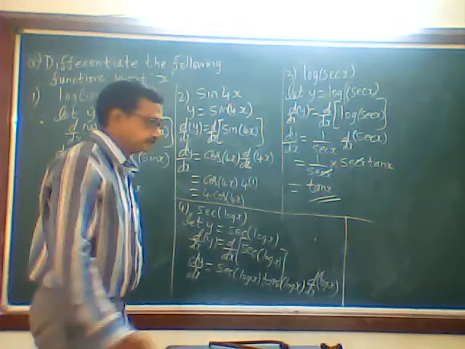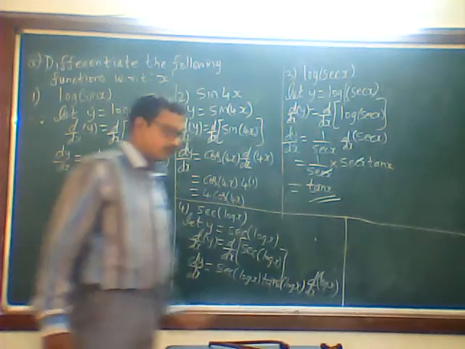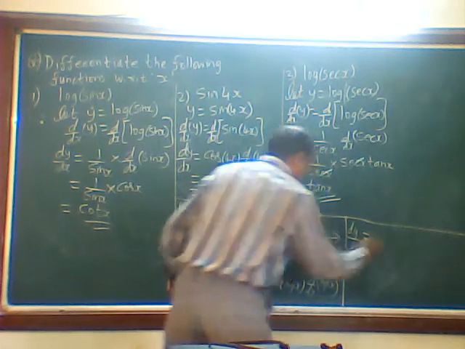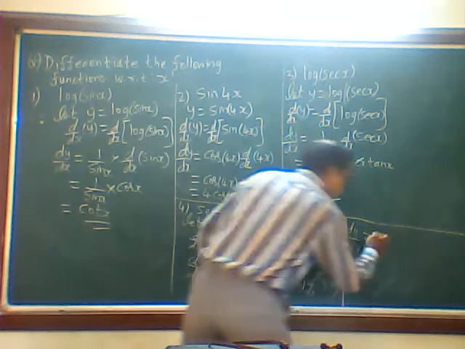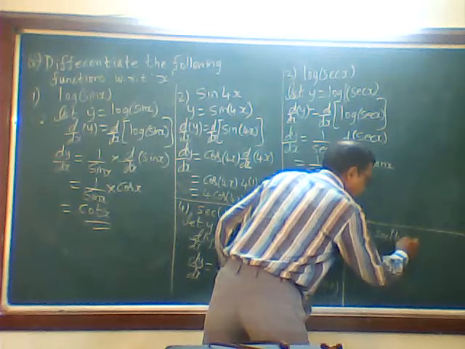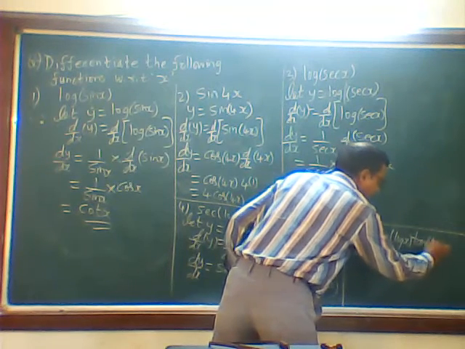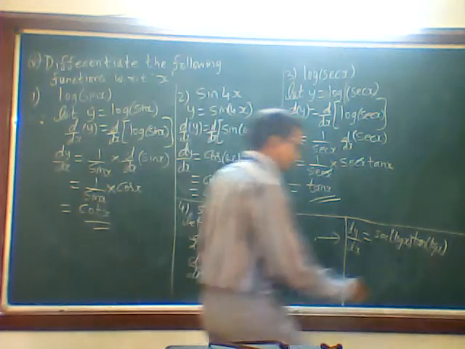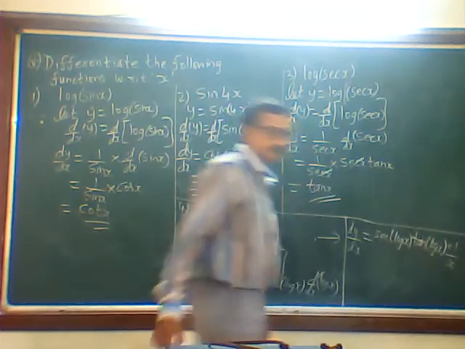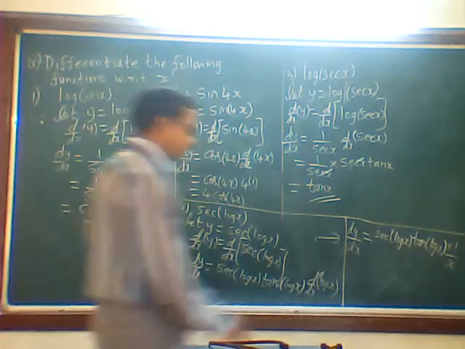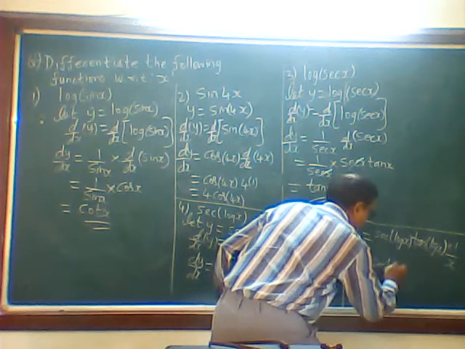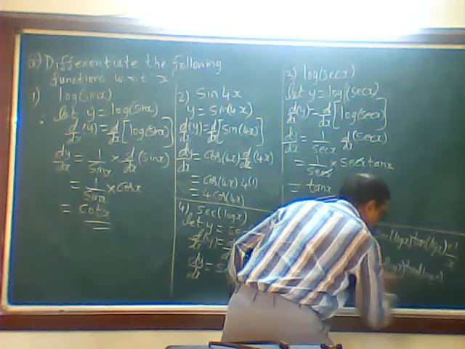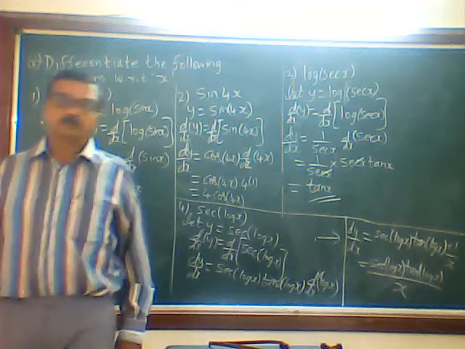Okay, we continue here. Into d by dx of log x. Again now I write the same thing. dy by dx is equal to sec of log x into tan of log x. Okay, sec of log x into tan of log x into d by dx of log x is what? 1 upon x. If you want, you can write this way also. Again, sec of log x into tan of log x whole thing divided by x.